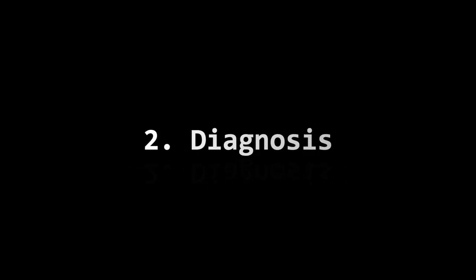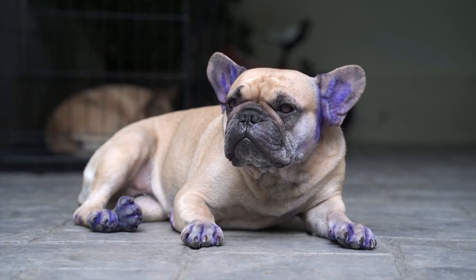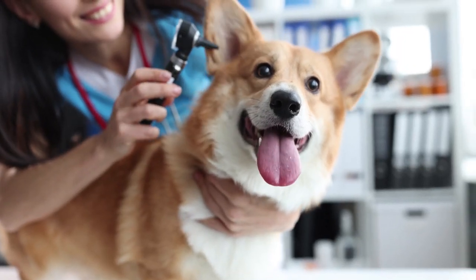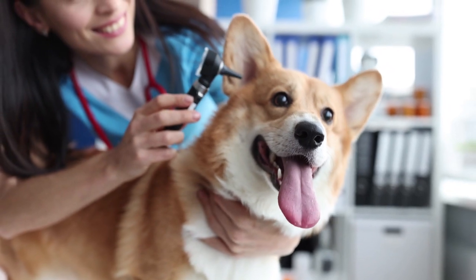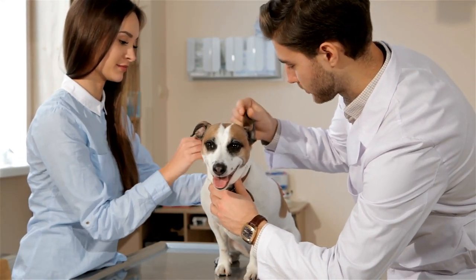2. Diagnosis. When your pet falls ill or exhibits unusual symptoms, the veterinarian will conduct various tests and examinations to determine the underlying cause. This process is known as diagnosis. It enables the veterinarian to identify the problem accurately and develop an appropriate treatment plan.